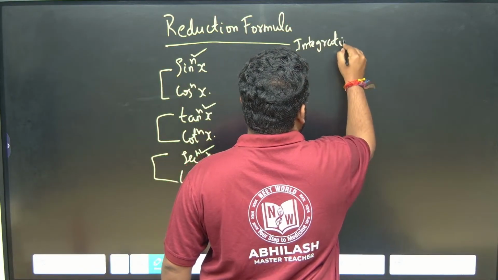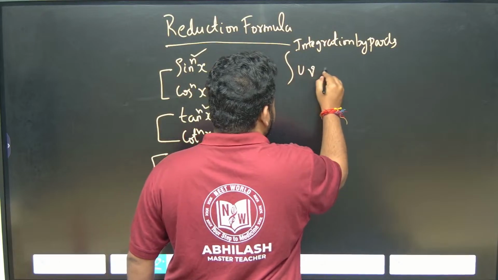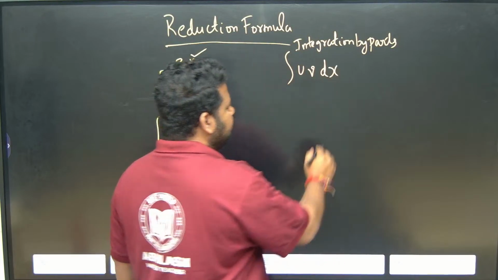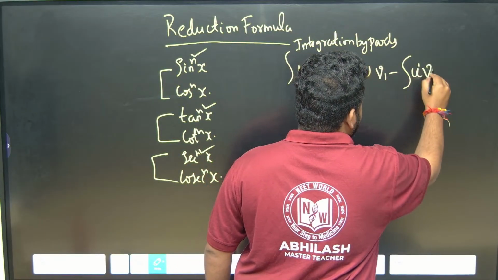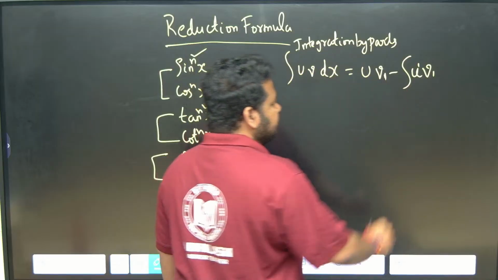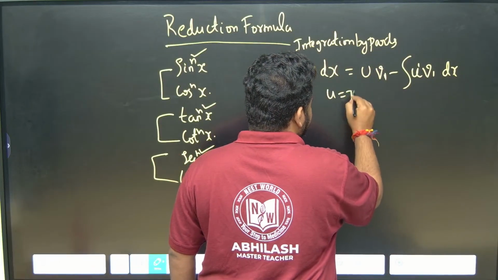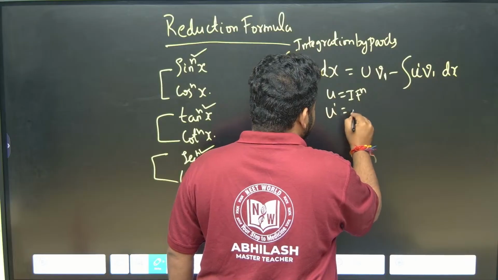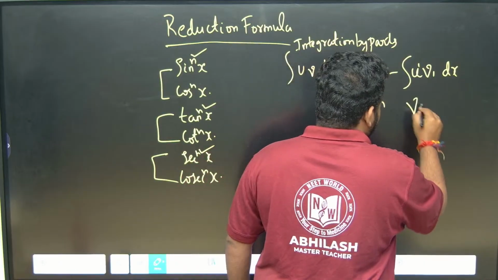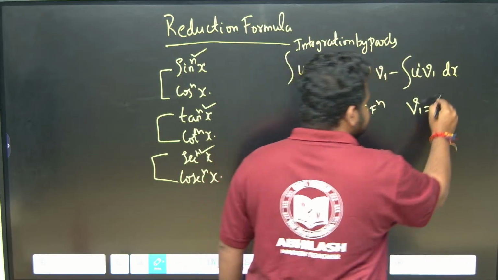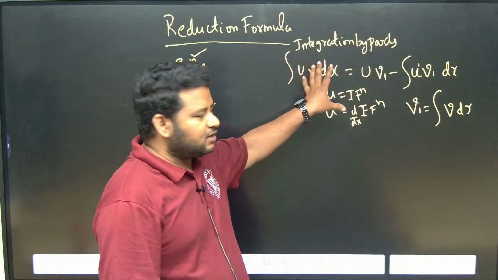Integration by parts you should be knowing. Suppose there are two functions u and v. You have to integrate this, so the formula is: integral of u v dx equals u into v1 minus integral of u dash into v1 dx. What is u? u is the first function. u dash is d by dx of the first function. v1 is the integral of the second function, integral of v dx. So this is the formula for integration by parts.